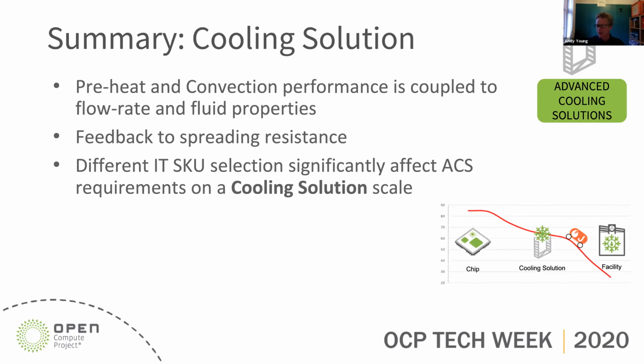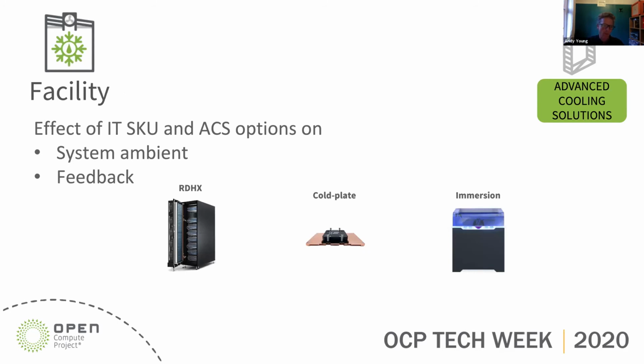So moving on to look at the facility scale now, we can see this most clearly by example. If you take a look at a rear door heat exchanger, a cold plate, or an immersion cooling solution, and consider the way the system ambient is changed, and consider the ways in which feedback occurs as we look at this on a systems scale.